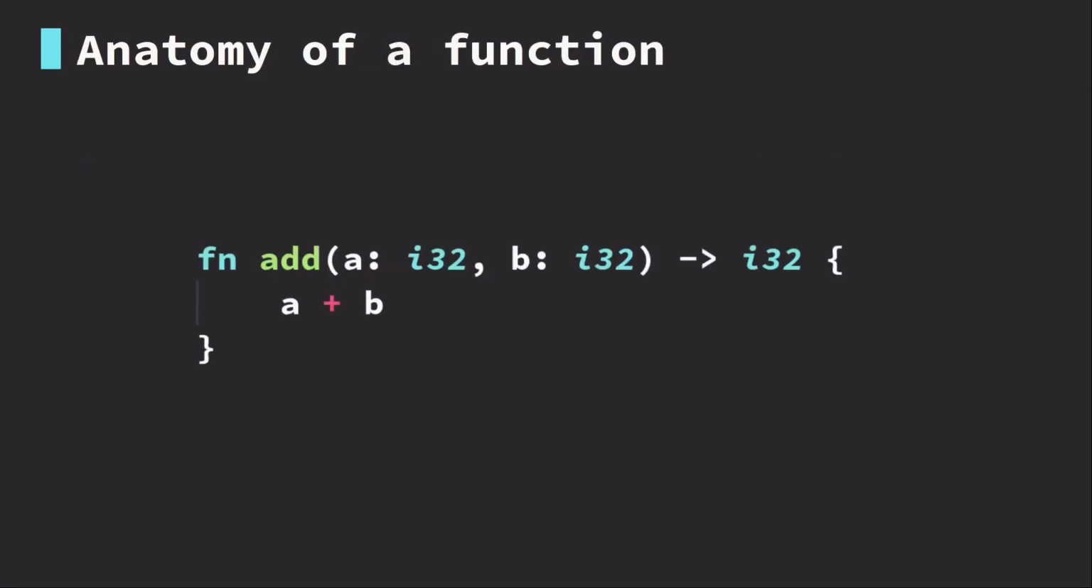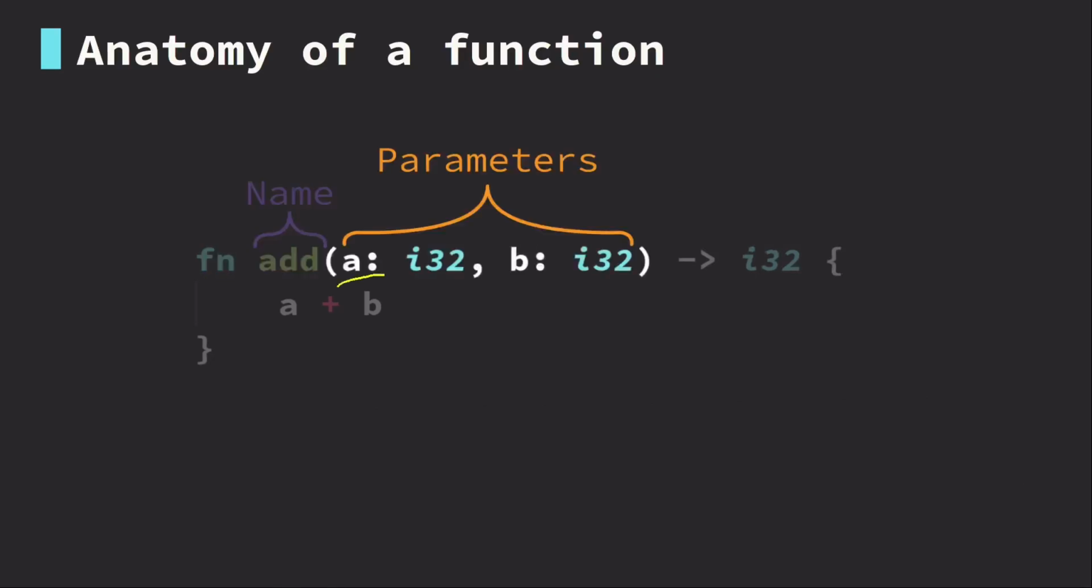Let's take a look at the anatomy of a function. So here we have a function. It's composed of many parts, which I'll be breaking down. First, we have the fn keyword. So fn begins a new function. Next, we have the name of the function. The name could be anything as long as it does not start with a number and is not an existing keyword. So we can't make a function that's named fn because fn is already a keyword in the Rust language.